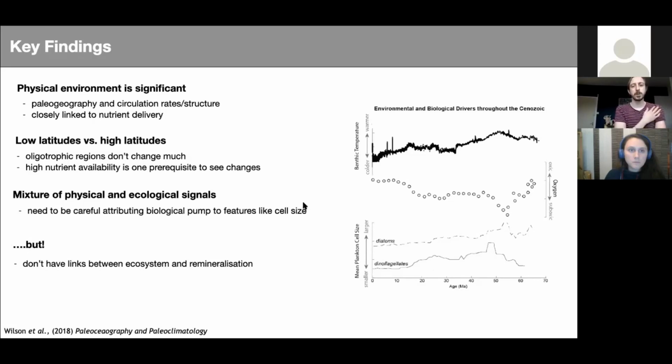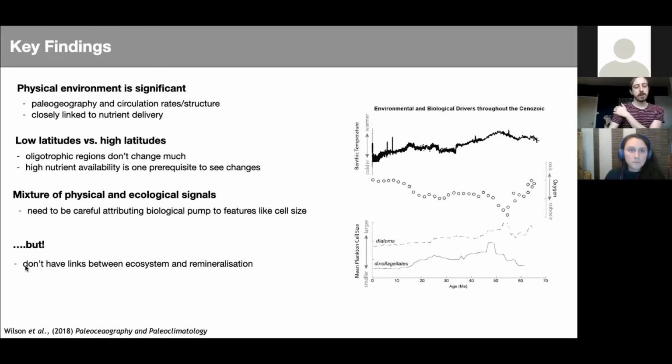And then lastly, we can see that there's a mixture of physical and ecological signals when we're changing climates. And so we have to be careful when we're looking at cell size, phosphorus, trying to attribute this to a change in the biological pump, because certain drivers of ecology are going to be different to drivers of POC flux, which are related to circulation.